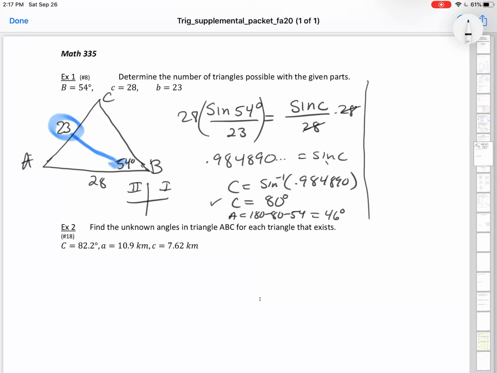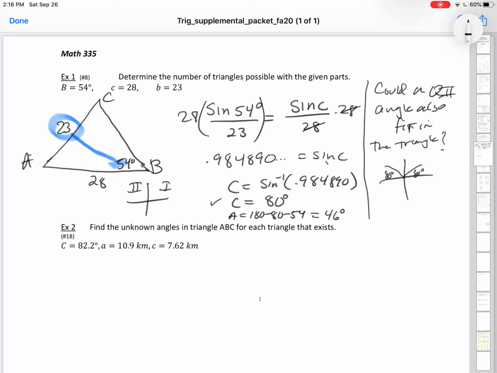But now we have to ask ourselves the question, could a quadrant 2 angle also fit in the triangle? That's a good question. Let's find out. What would that quadrant 2 angle be? That quadrant 2 angle would be an 80-degree reference angle in quadrant 2. So remember, it was 80 degrees, but 80 degrees back here.